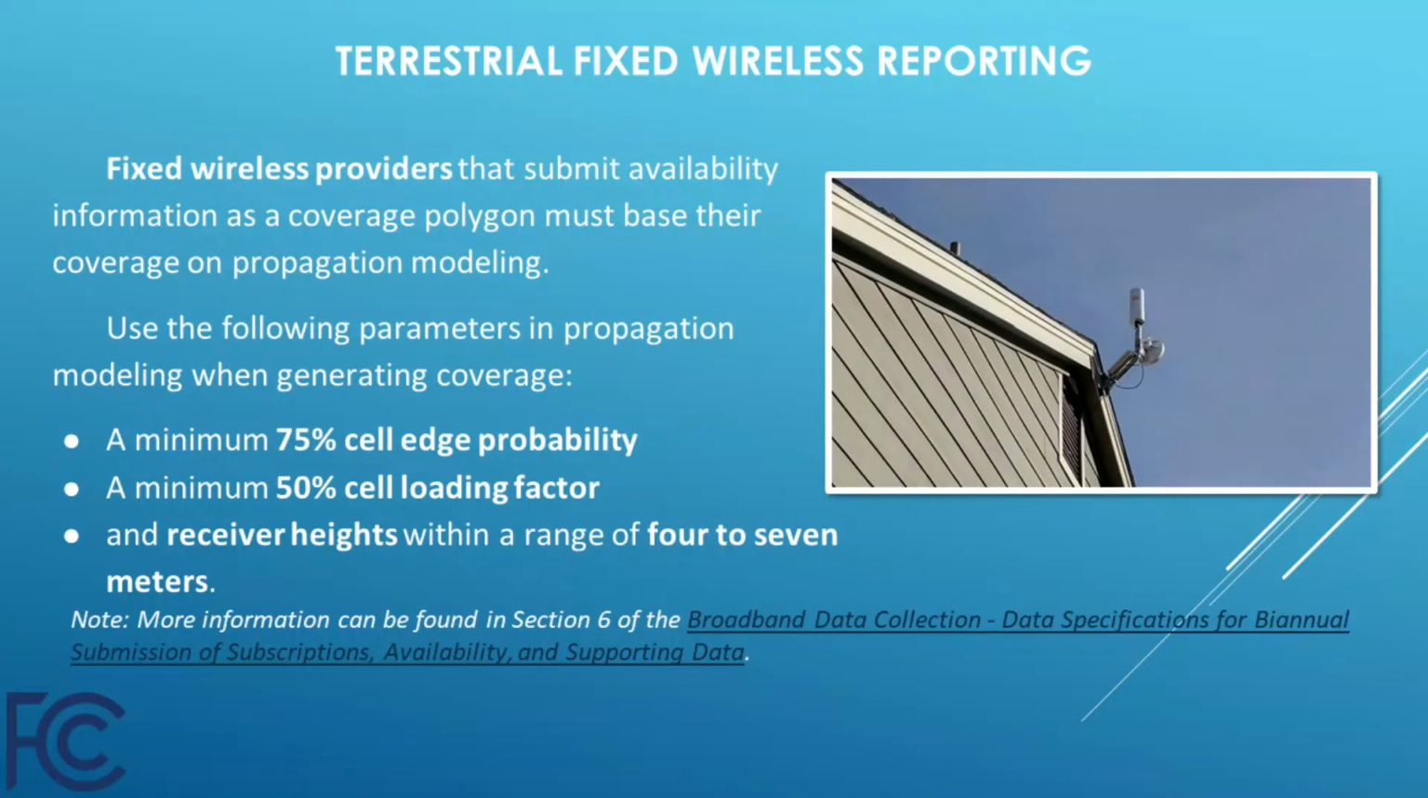Fixed wireless providers that submit availability information in a coverage polygon, rather than as a list of locations, must base their coverage on propagation modeling. Fixed wireless providers must use the following parameters in their propagation modeling when generating their coverage. First, a minimum 75% cell edge probability. Second, a minimum 50% cell loading factor. And third, receiver heights within a range of 4 to 7 meters. You can learn more about the supporting data fixed wireless providers must submit in our companion video on fixed availability supporting data requirements.